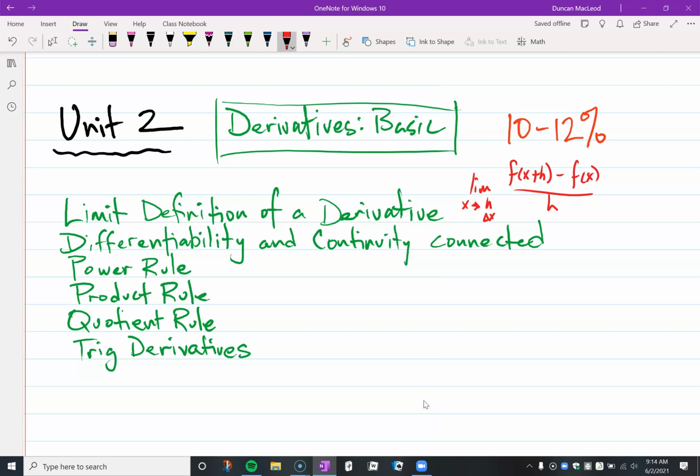So this is the limit definition of a derivative. You sometimes are going to be asked, like they will put equations in place of f of x and f of x plus h, and then they're going to ask you, what does this represent? So you're going to want to look that up if you don't remember them.